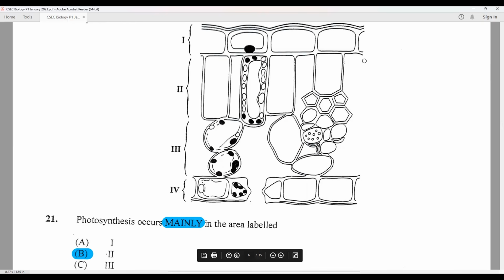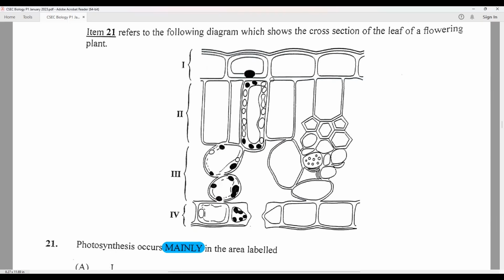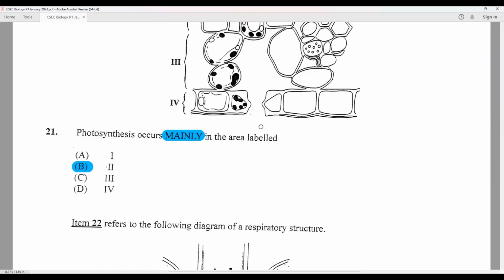These cells here, you want them to have a lot of chloroplasts. You want light to be able to pass through this waxy cuticle on top and to hit these cells that have the pigment chlorophyll.